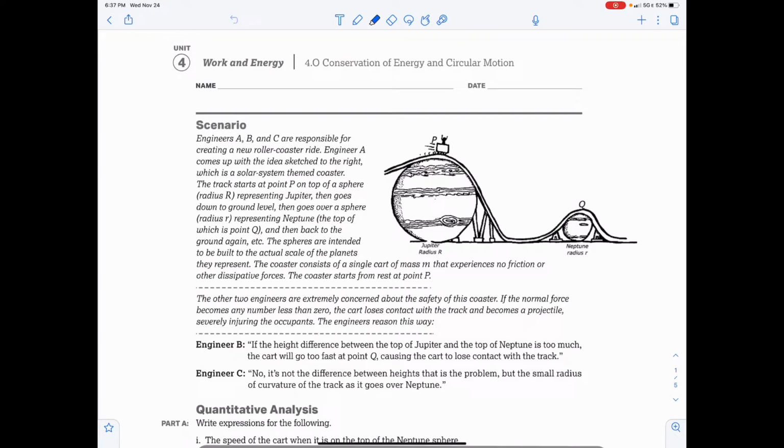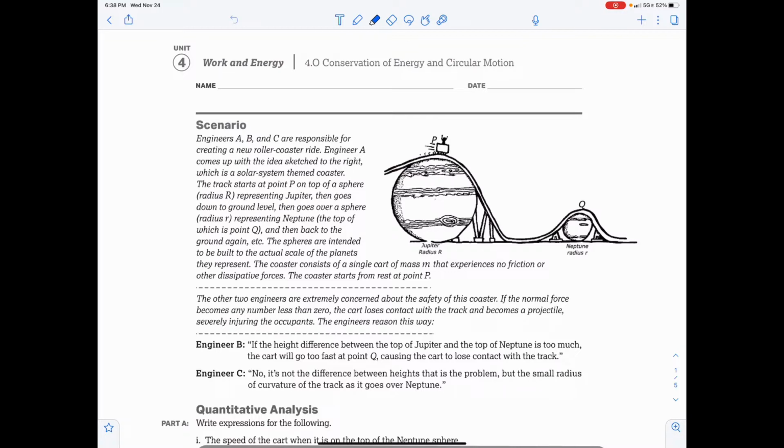AP Physics 1 Workbook, Unit 4, Work and Energy, Activity O, Conservation of Energy and Circular Motion. Please remember to pause or rewind the video as necessary.